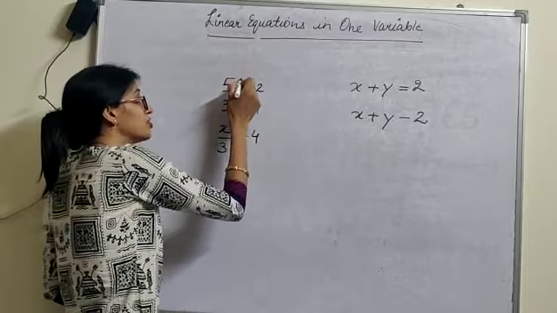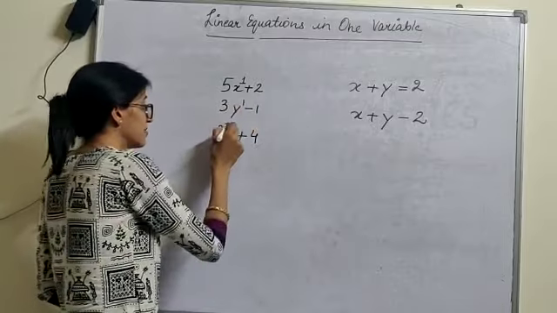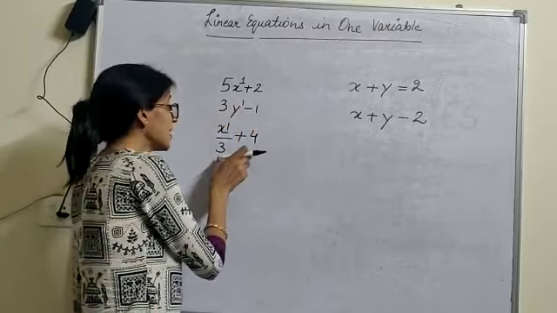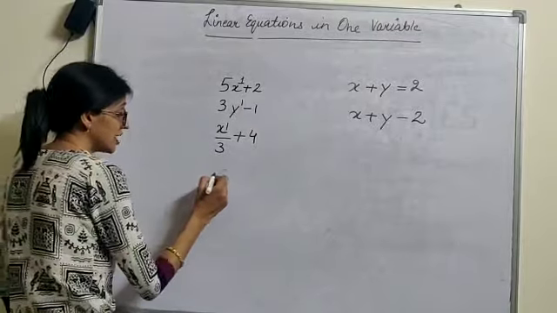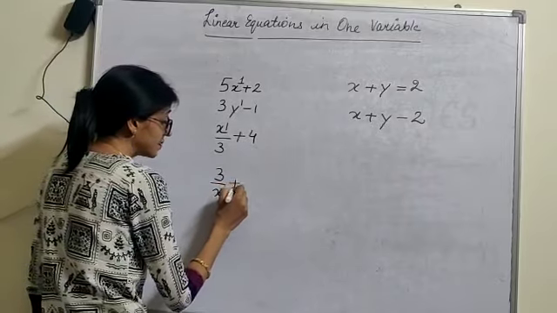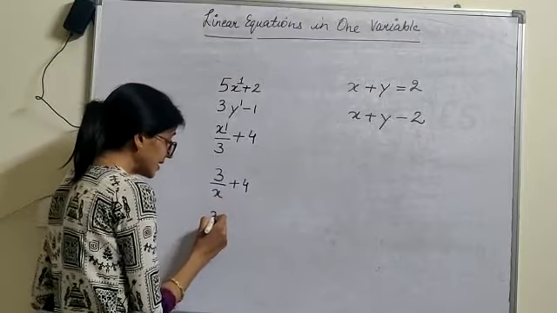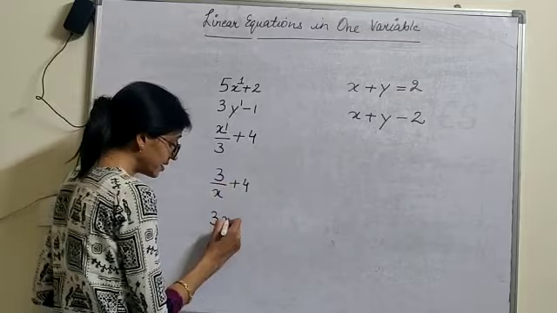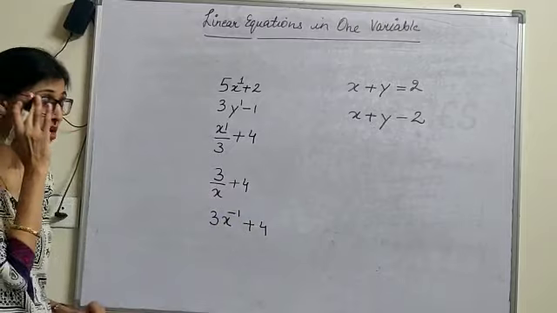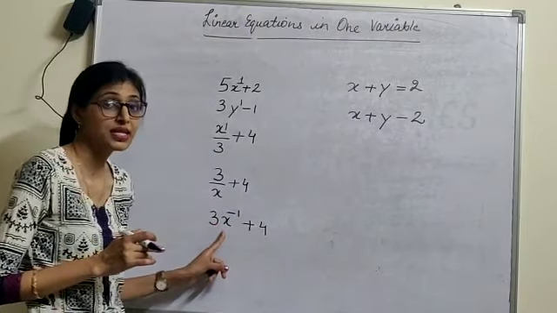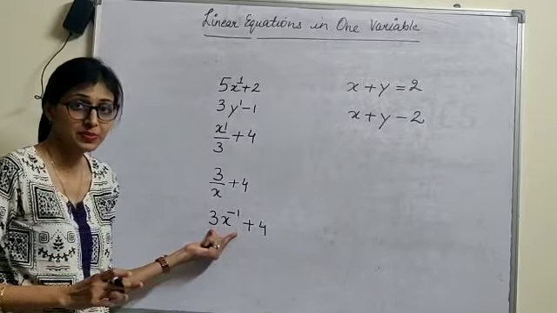And why is this linear? Because here the power of x is 1. Here the power of y is 1. Here the power of x is 1. So all these are linear expressions. But one thing you have to take into consideration, if I write 3 by x plus 4, is this a linear expression? No. Because when I take this x to the numerator, the power of x becomes minus 1. And this will not be a linear expression because here the power is not 1, here the power is minus 1. So this is not a linear expression.